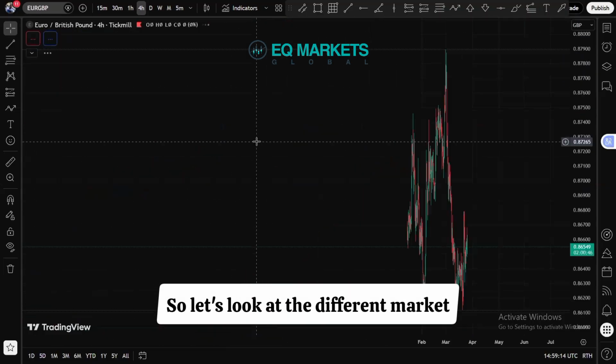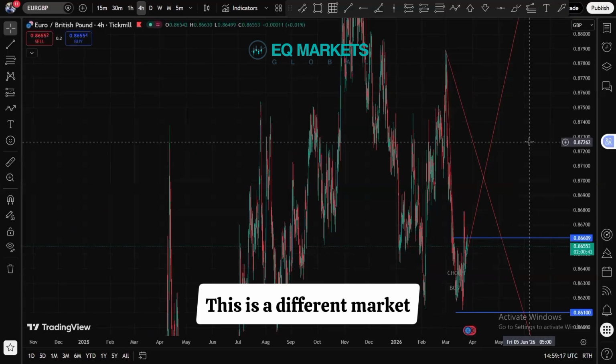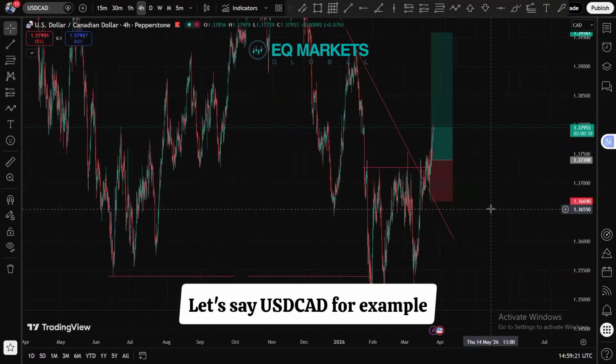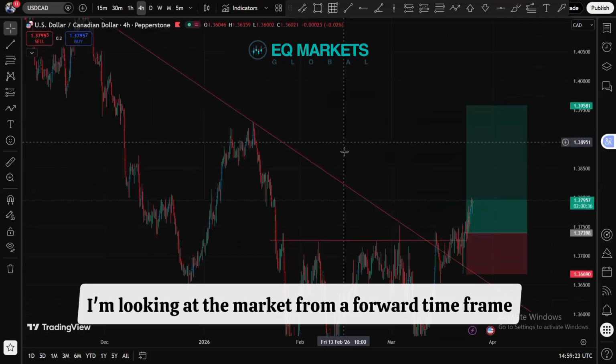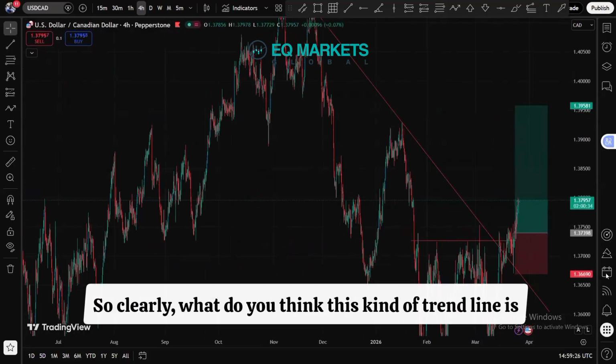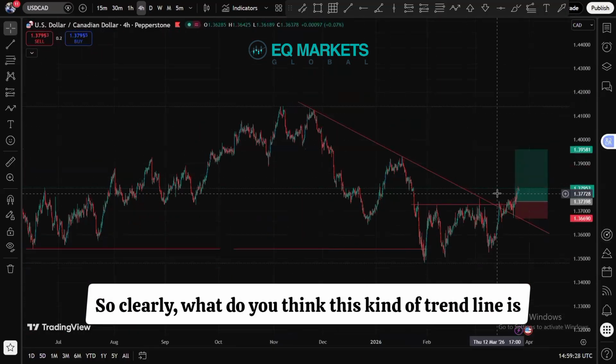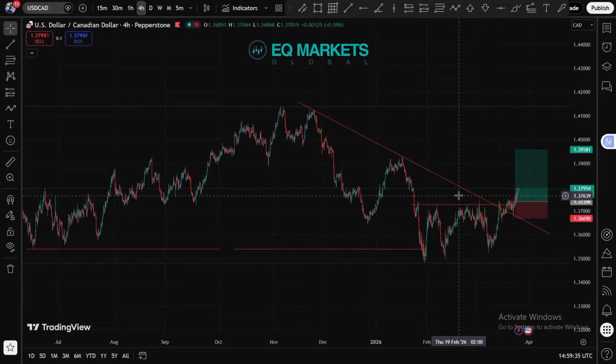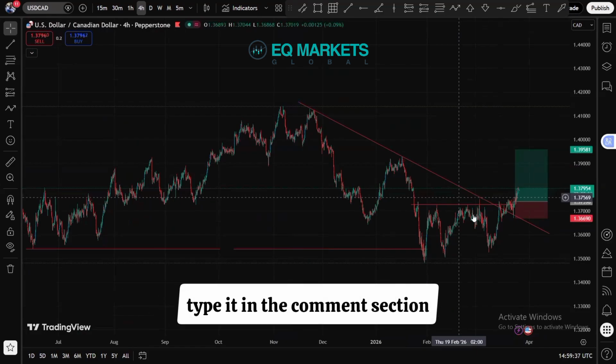So let's look at a different market. This is a different market. Let's say USD CAD, for example. I'm looking at the market from a 4-hour time frame. So clearly, what do you think this kind of trend line is? Let me know in the comment section. If you think it's a bullish trend line, type it in the comment section. If you think it's a bearish trend line, type it in the comment section.